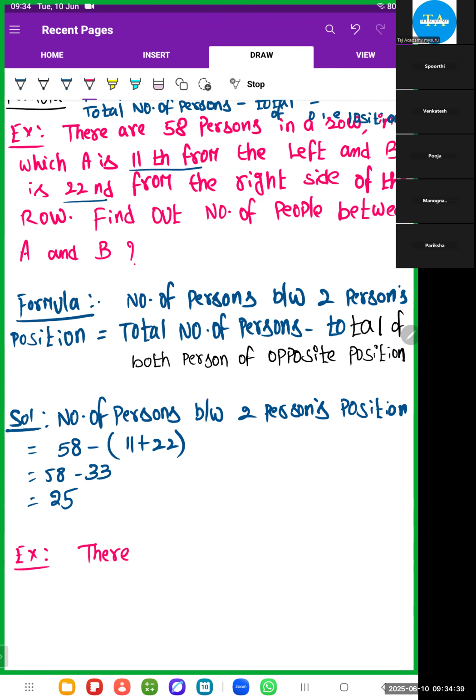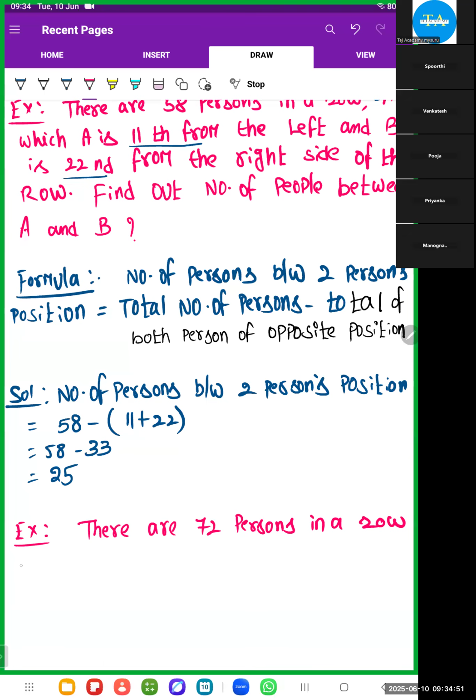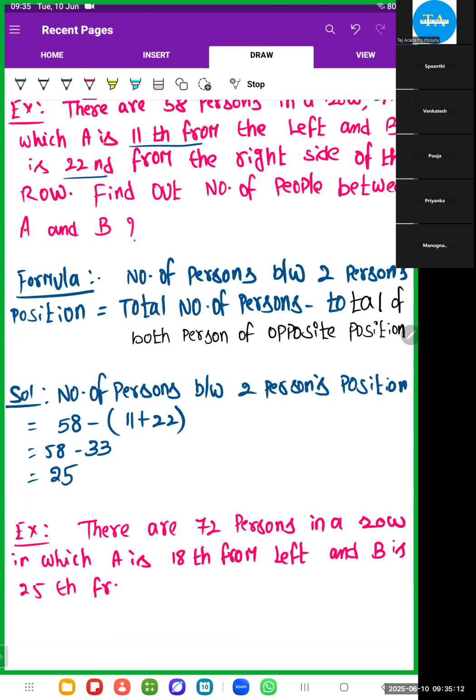So there are 72 persons in a row. In which A is 18th from the left, and B is 25th from the right side of the row.